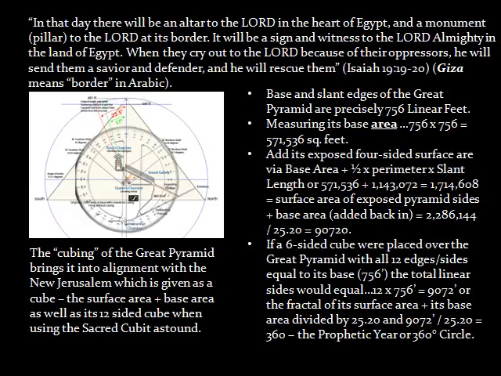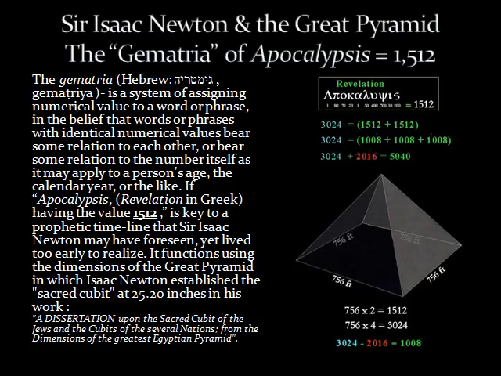the prophetic year, or 360-degree circle. The cubing of the Great Pyramid brings it into alignment with the New Jerusalem, which is given as a cube. The surface area plus the base area, as well as its 12-sided cube when using the sacred cubit, truly astounds. Sir Isaac Newton and the Great Pyramid.